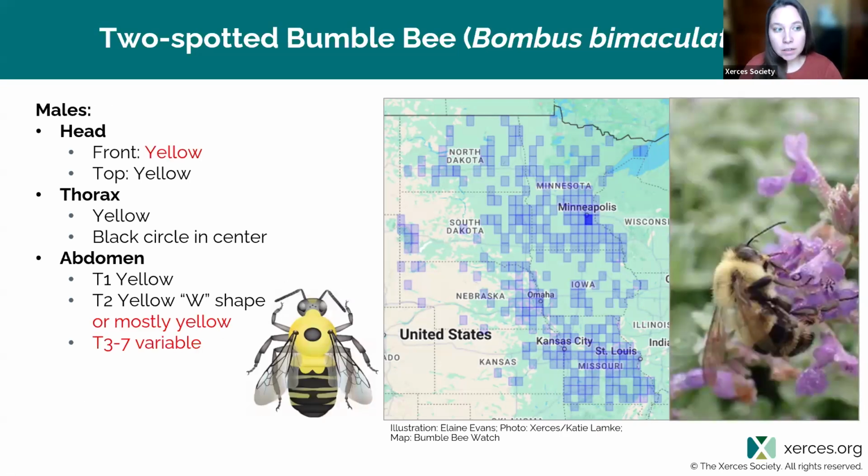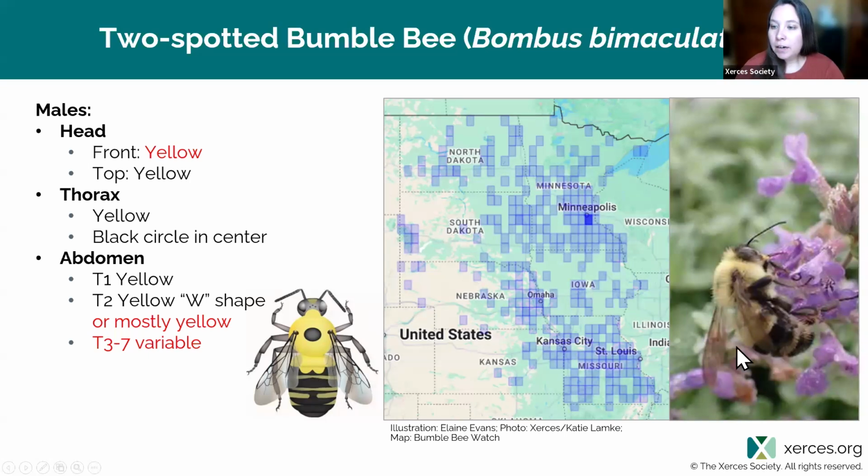So males, very similar color pattern to the females, although they do tend to be a lot more variable, especially on the color patterns on the abdomen. So working backwards from the abdomen to the head, male two-spotted bumblebees also have yellow on T1. They will have yellow on T2. You'll often see that W shape on T2 on the males as well. Although sometimes for males, this W shape is not super distinct.